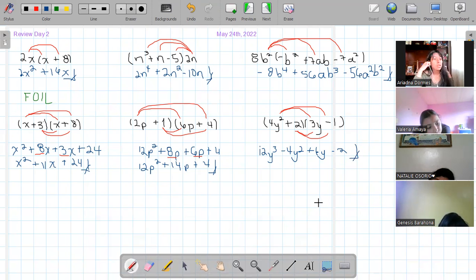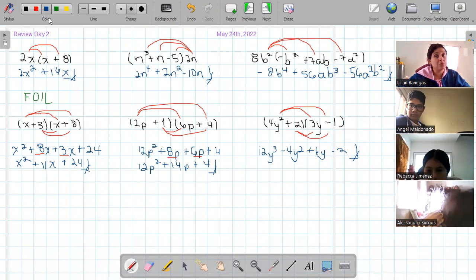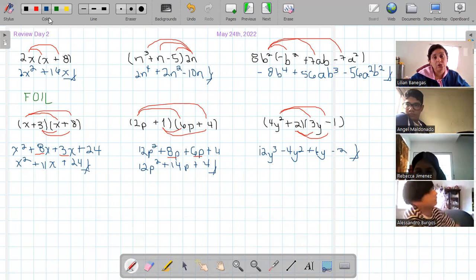Any other question? Do we understand the topic? Yes. Okay, exercises similar to this are common in the exam. So this is day 2 of review. And next class, we're going to review special cases.